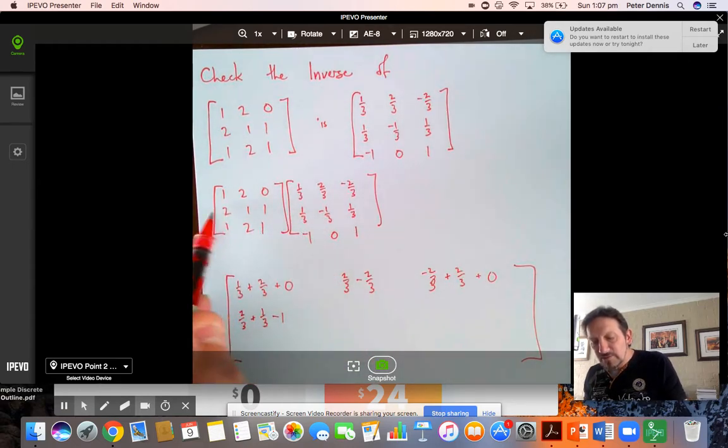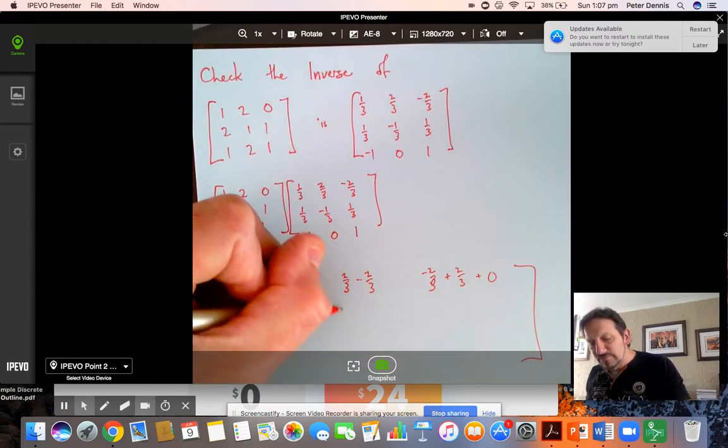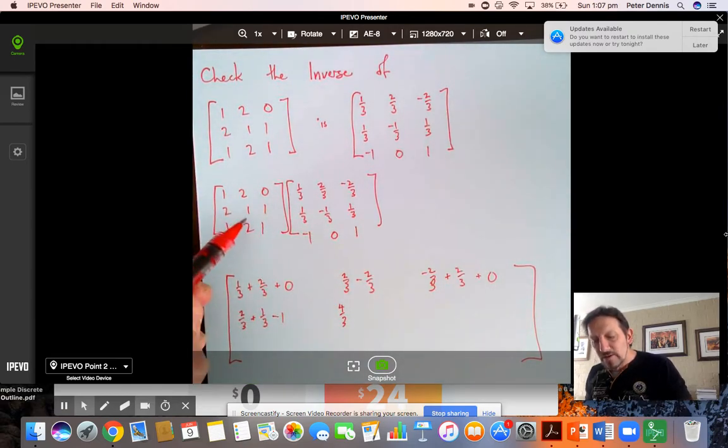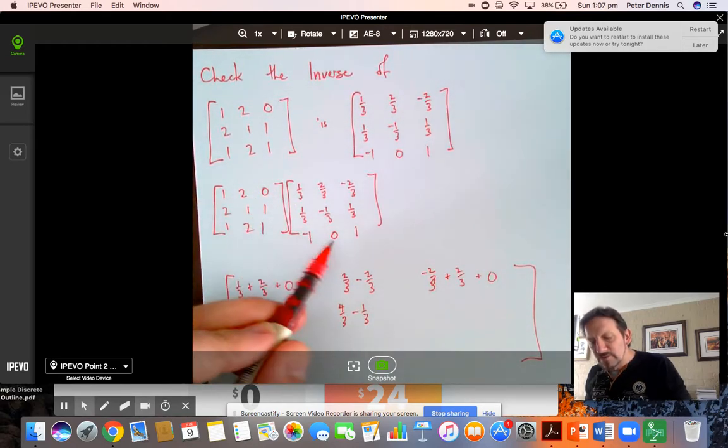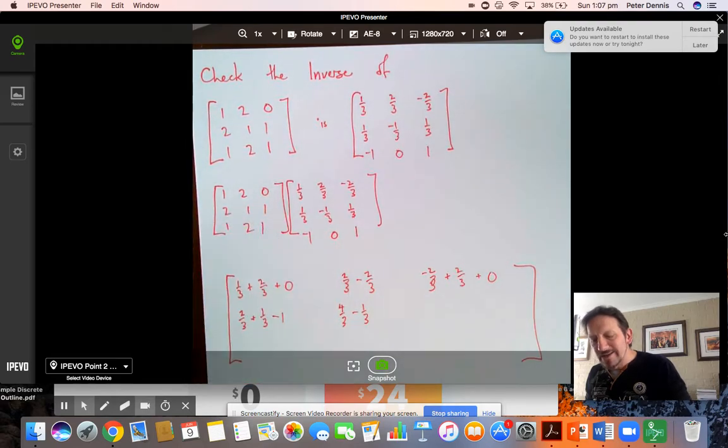This point here is across the middle and down the middle. So 2 times 2/3 is 4/3, minus a third. 1 times 0 is 0. So 1, again, exactly what we want. So it looks as though I haven't made a mistake, which is always nice.